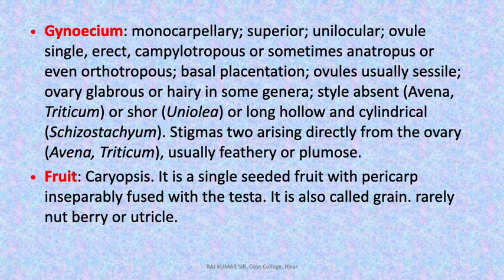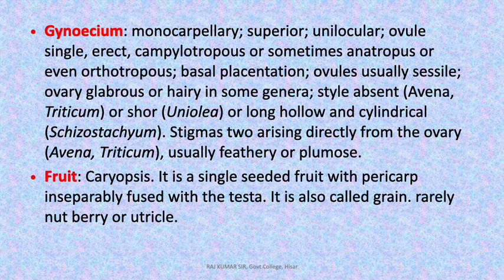The style is absent in Avena and Triticum, short in Uniola, or long, hollow and cylindrical in Schizostachyum. Stigmas are two. They arise directly from the ovary in Avena and Triticum, usually feathery or plumose. The fruit is a caryopsis, a single seeded fruit with the pericarp inseparably fused with the testa. It is also called grain.